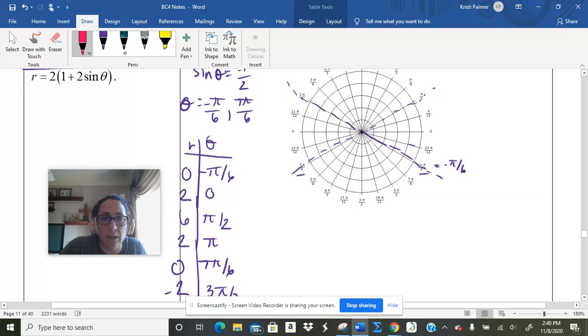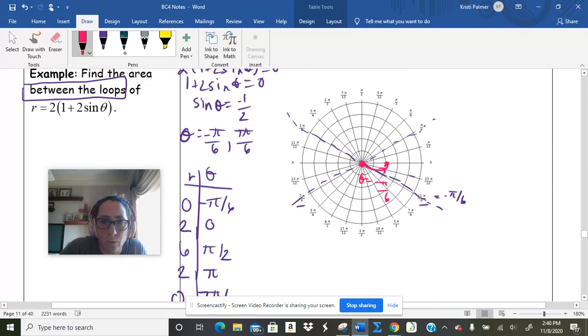So at negative pi over 6, I'm at 0. And then when I face 0, I am at 2. So I'm actually going this way. And then when I face this, I'm at 6: 1, 2, 3, 4, 5, 6. And then at pi, I'm at 2. That was probably too skinny.